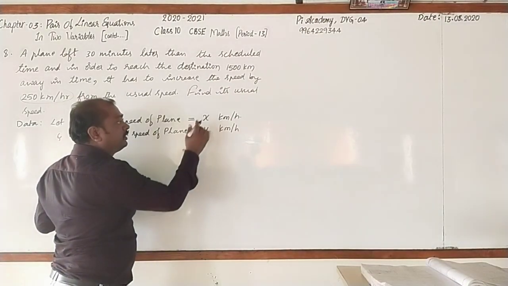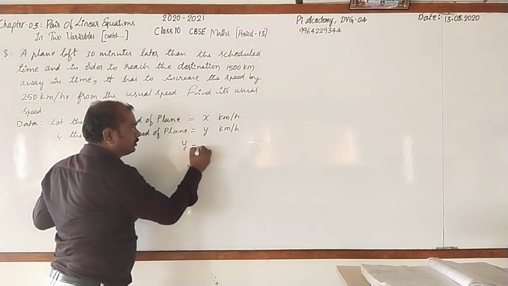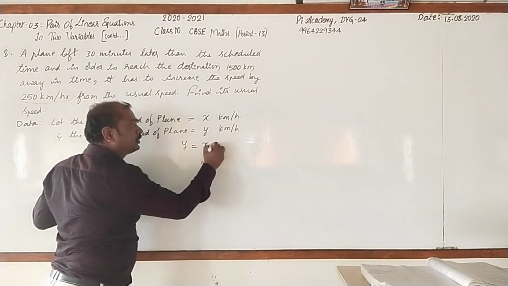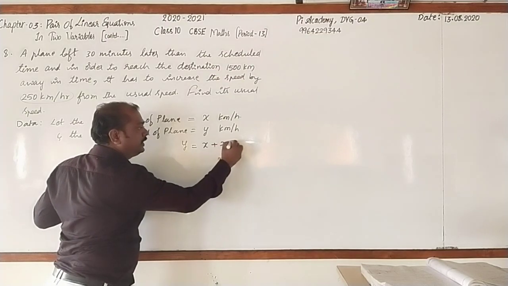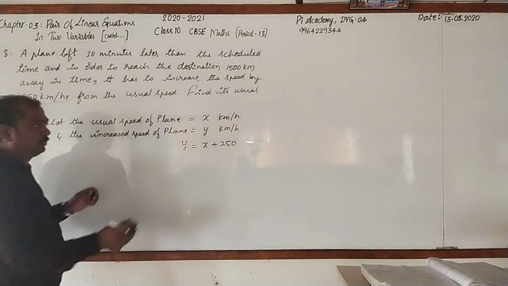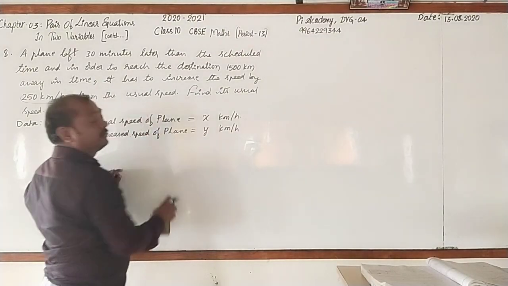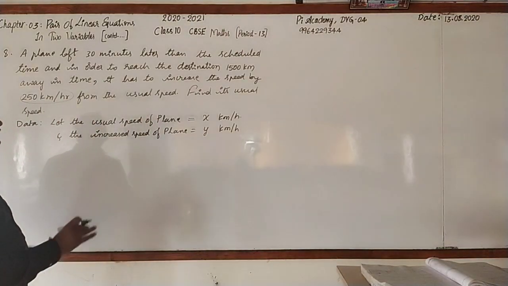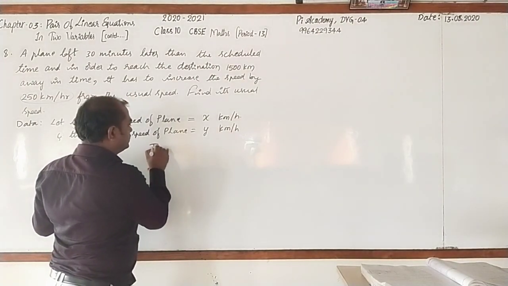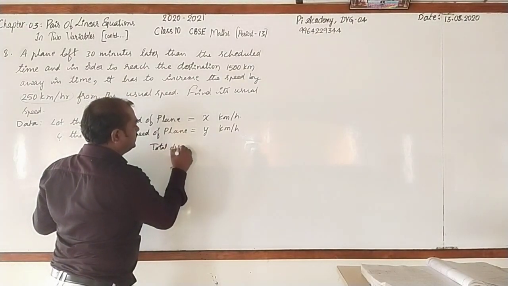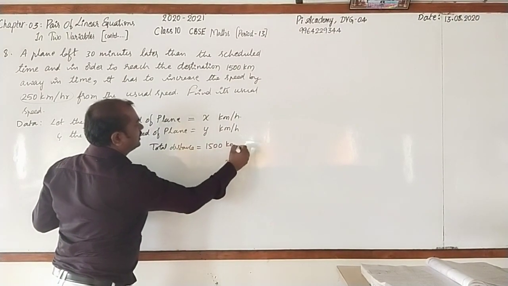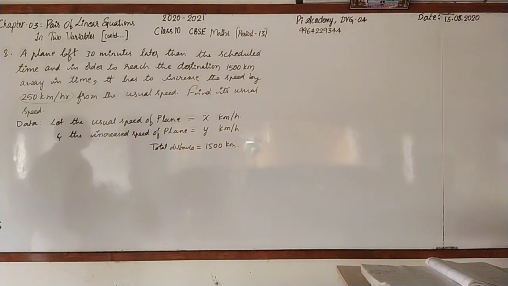That means the increased speed y is equal to whatever the usual speed is, that is x, plus 250 kilometer per hour. Hence, we can write y equal to x plus 250. This is the first case. Okay, let us write that later. And what is the total distance it has to cover? Yes, the total distance is 1500 kilometer. Clear? Hope that you have written up to here.